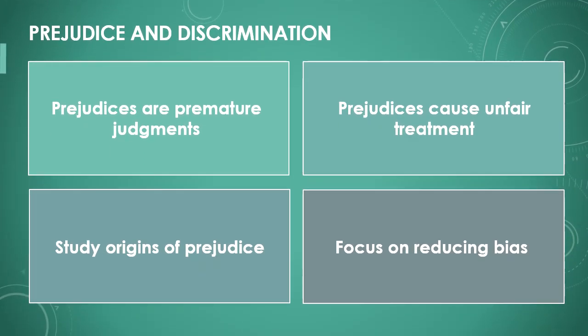Prejudices are premature judgments about other people, based on their membership in a certain group. These prejudices can lead to discrimination, where people are treated unfairly. Social psychologists study how and why such prejudices arise. They also research how to reduce them, and create a more just society.